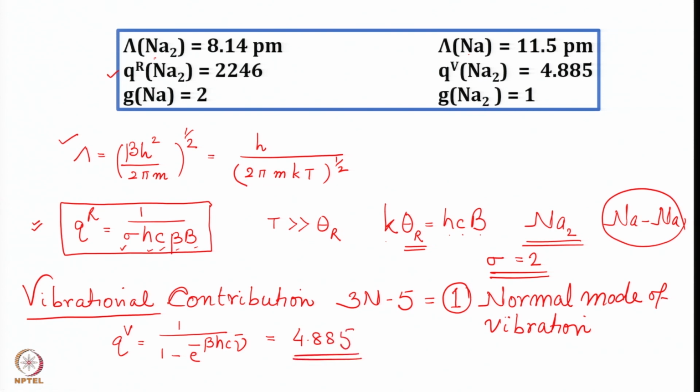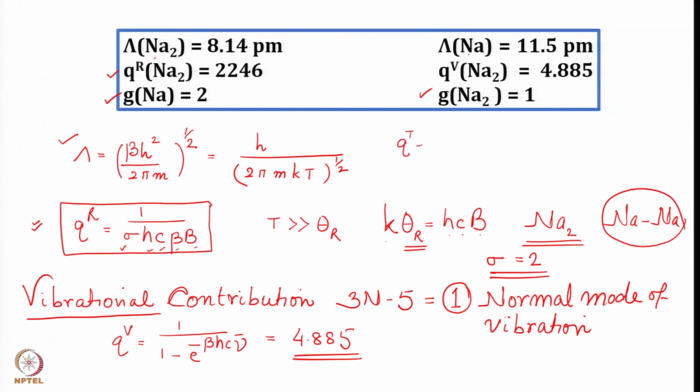Third one, the degeneracy of the electronic ground state for sodium atom is 2. The degeneracy for the ground state electronic state for disodium molecule is 1. So by now we have everything.